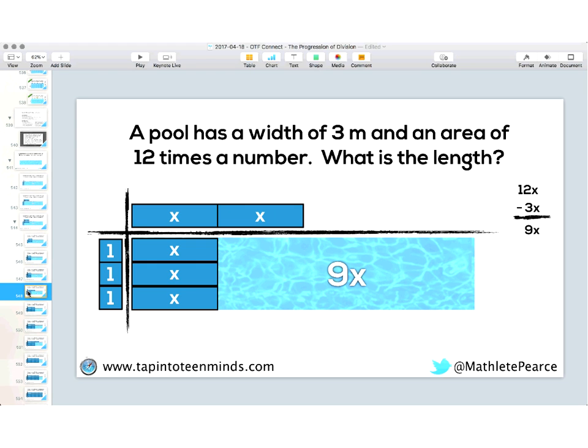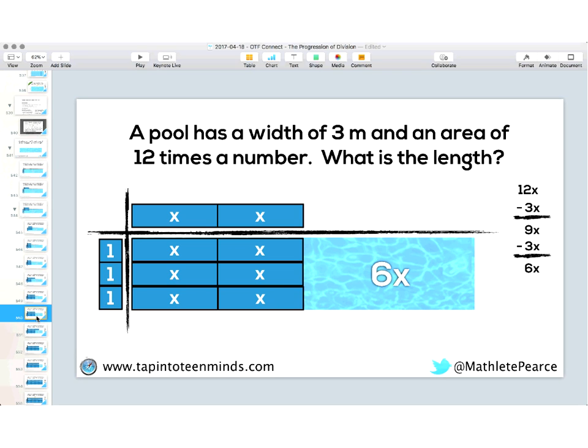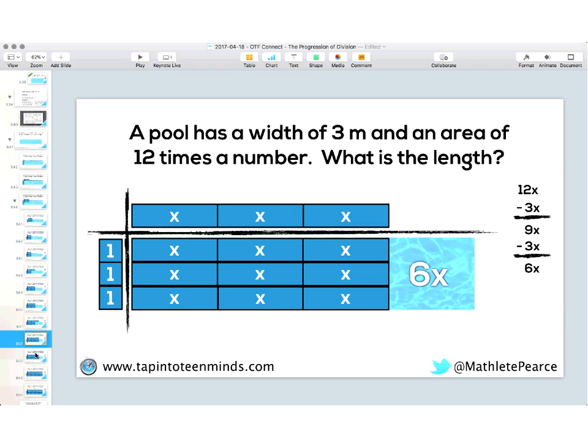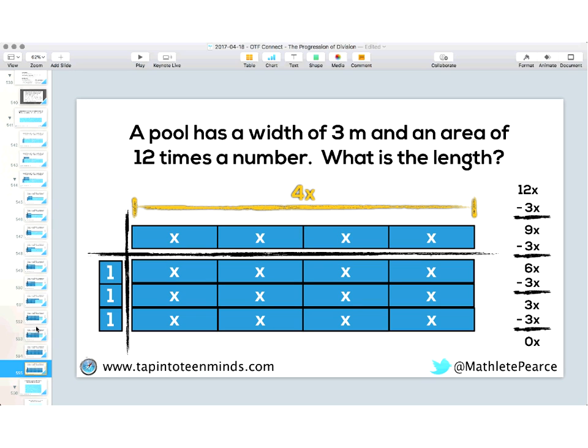If I do this again, if I put another x down and go, okay, well, now I'm going to have to subtract another 3 x's, and that leaves me with 6 x's. Well, you can kind of see where this pattern's heading here, right? If I take away another 3 x's, I'm left with 3 x's. Hey, wait a second. In no time, I can see that my answer, my length, must be 4 x's long.